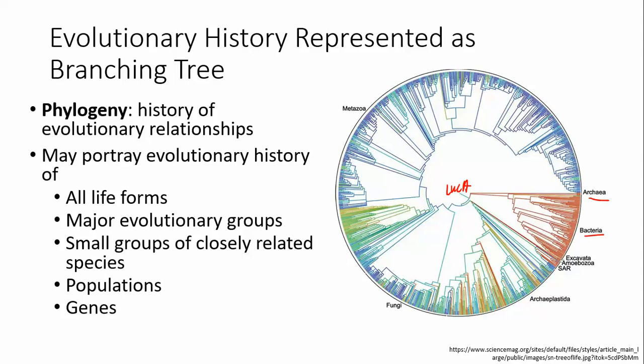So phylogeny is just the term we use for looking at the history of these various evolutionary relationships. We can look at a phylogenetic tree of every single organism on the planet, which is what we see here, although you don't see every single species represented. We can look at the relationship between major evolutionary groups like plants, animals, fungi, protists. We can look at small groups of closely related species. We'll look at plenty of phylogenetic trees and cladograms of those. We can look at relationships between populations. We can even look at divergence in genes between common ancestors.